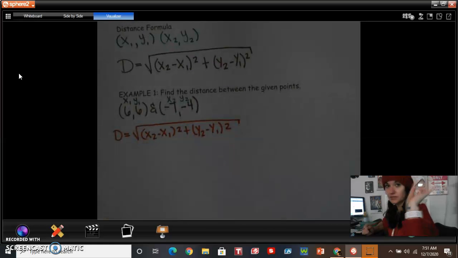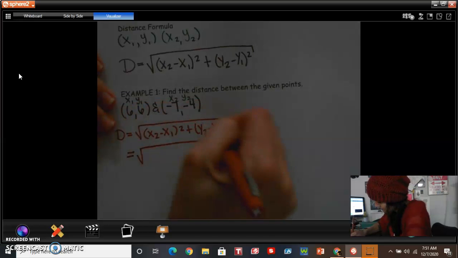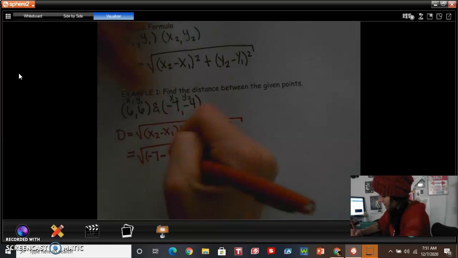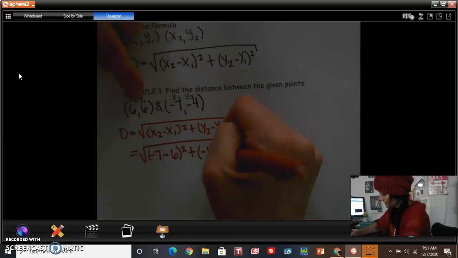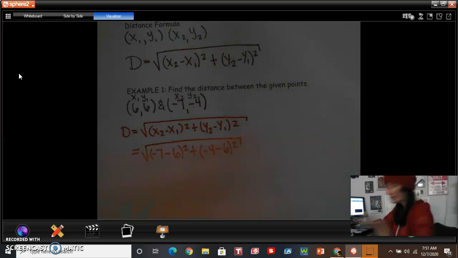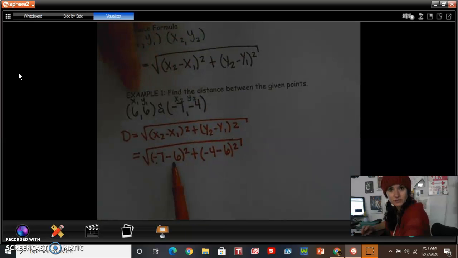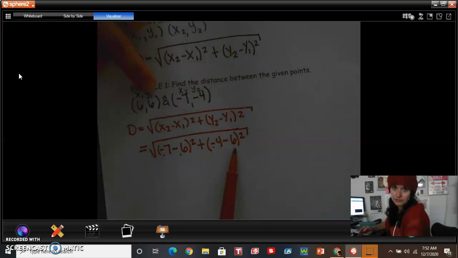Remember how I said it's really important to keep all those parentheses in there, okay? So now we're just going to plug in our information into our formula. So we've got -7 minus 6 squared plus -4 minus 6 squared. So make sure you understand what I plugged in there, okay? I plugged in my x2 for my x2, my x1 for my x1, my y2 for my y2, and my y1 for my y1, okay?